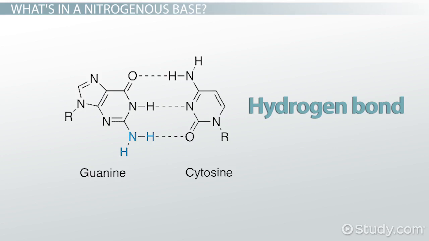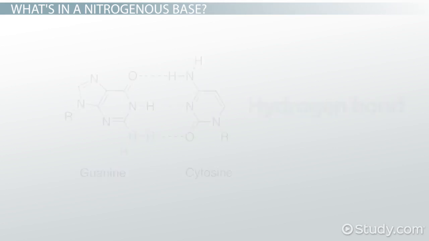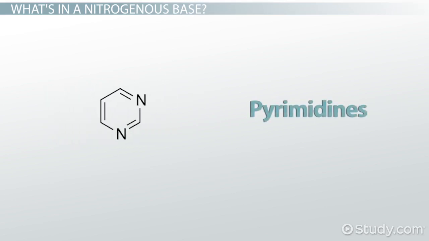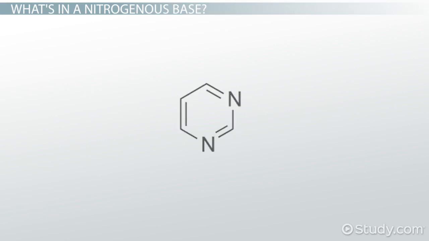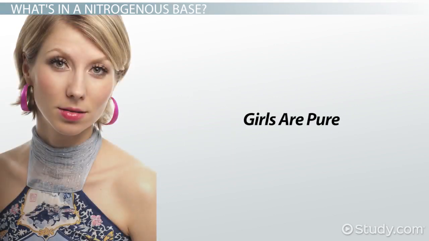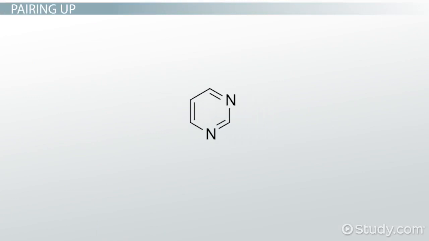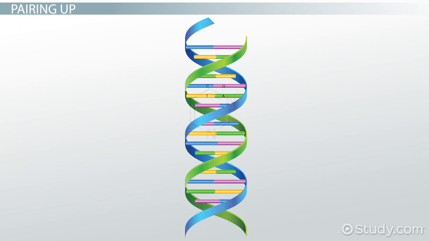As I mentioned earlier, there are 2 types of nitrogenous bases: purines, which are shaped like a double ring, and pyrimidines, which are shaped like a single ring. Having trouble remembering which ones are purines? Think of the phrase, girls are pure, for guanine and adenine, and imagine a girl wearing 2 hoop earrings. Note that a purine with 2 rings always bonds to a pyrimidine with 1 ring, which fits perfectly within DNA. Each base pair is always the same size, 3 rings wide.